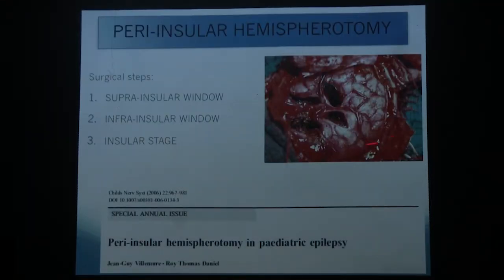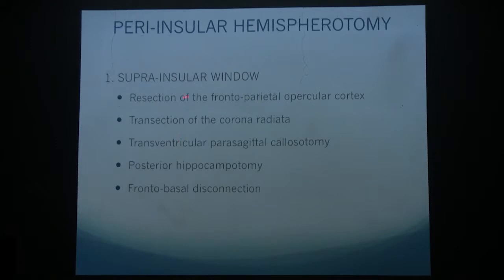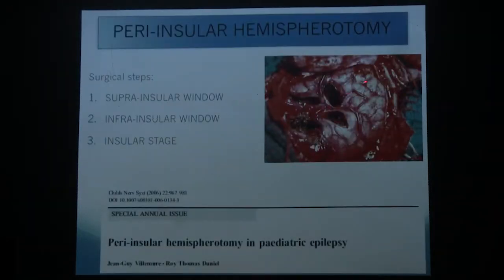So in hemispherotomy, there are 3 distinct stages, and you'll see in the lab what these stages amount to. The first stage is the suprainsular window, and we described this in quite some detail about 12 years back. It is done through various windows because you want to keep these arteries intact. And once you go in, you will be doing a certain number of things. You'll remove the frontoparietal operculum. That's part of the opercular removal. So very little brain removal, actually.